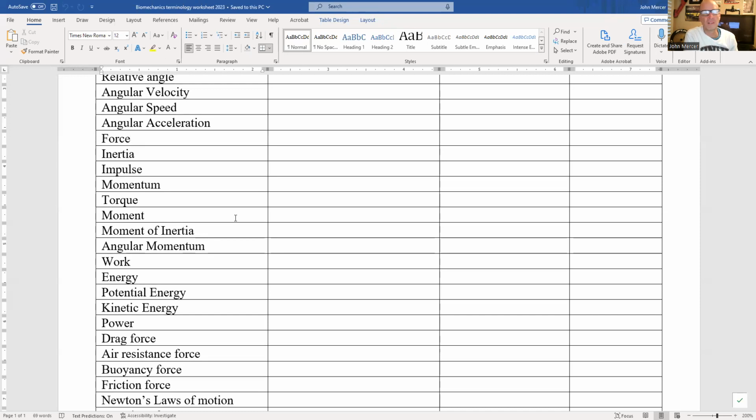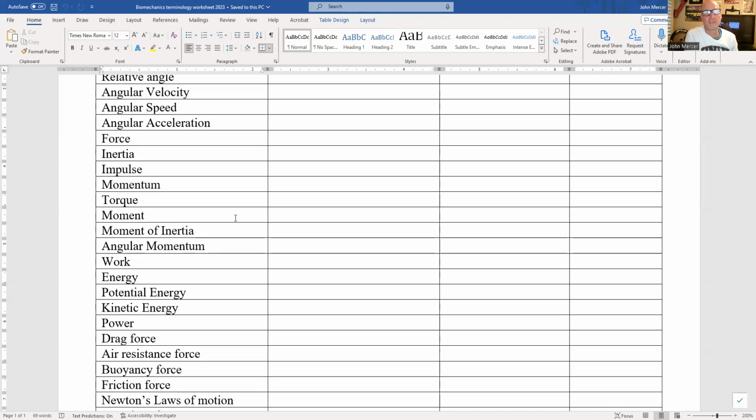Impulse is how long a force is applied, and it's represented by the equation F delta t, so force times how long that force is being applied, and the units are newton seconds. Momentum is the quantity of motion, and it's represented by the equation mass of the object times the velocity of the object, and has units of kilogram meters per second.